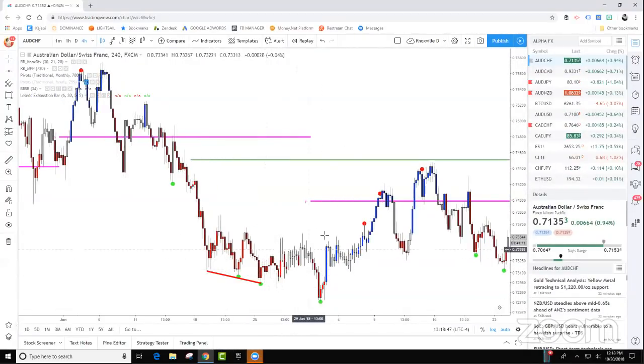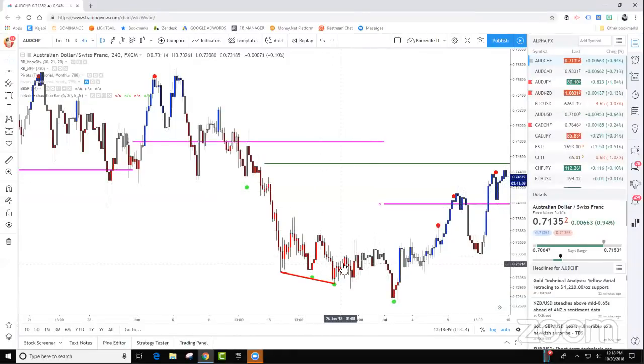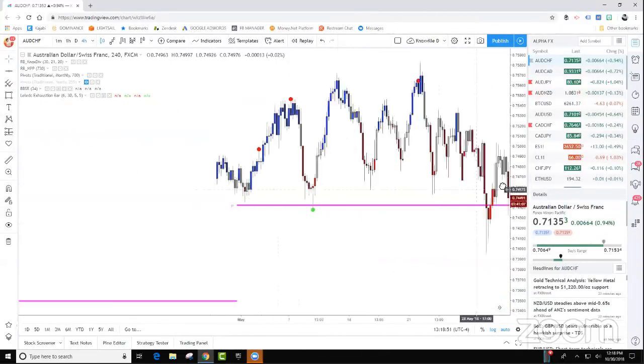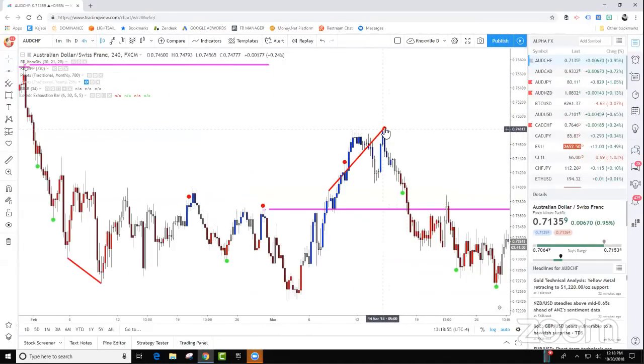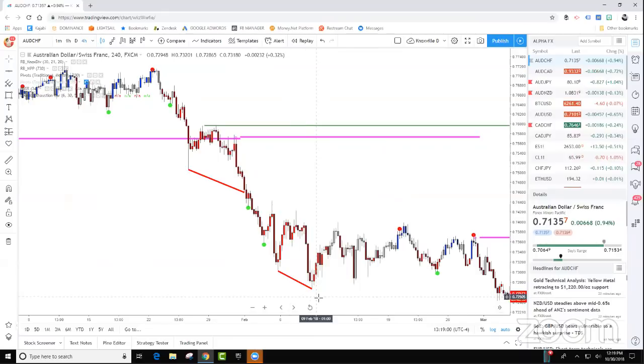Look at that one. A really nice reversal when those divergences line up. Daily divergences are fantastic. So neither of these two qualify as trades. Both of these bullish divergences are ignored.